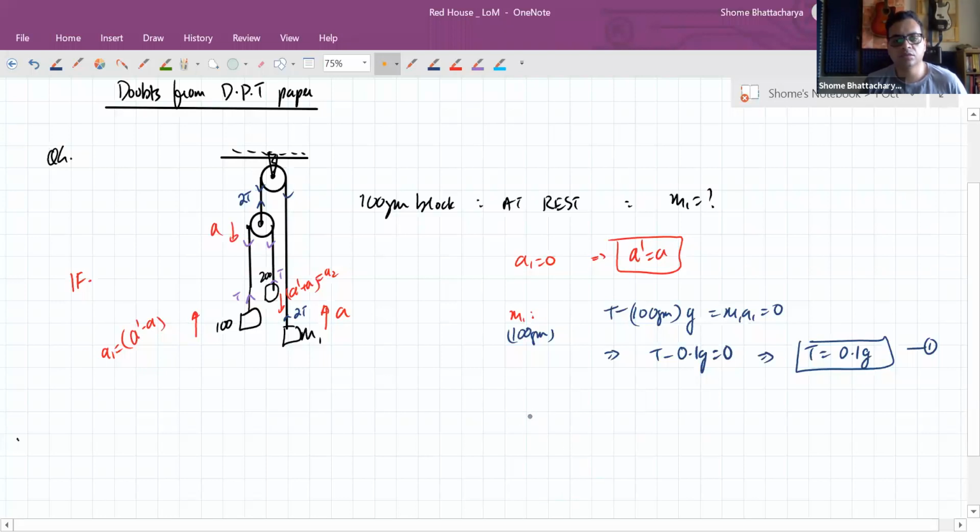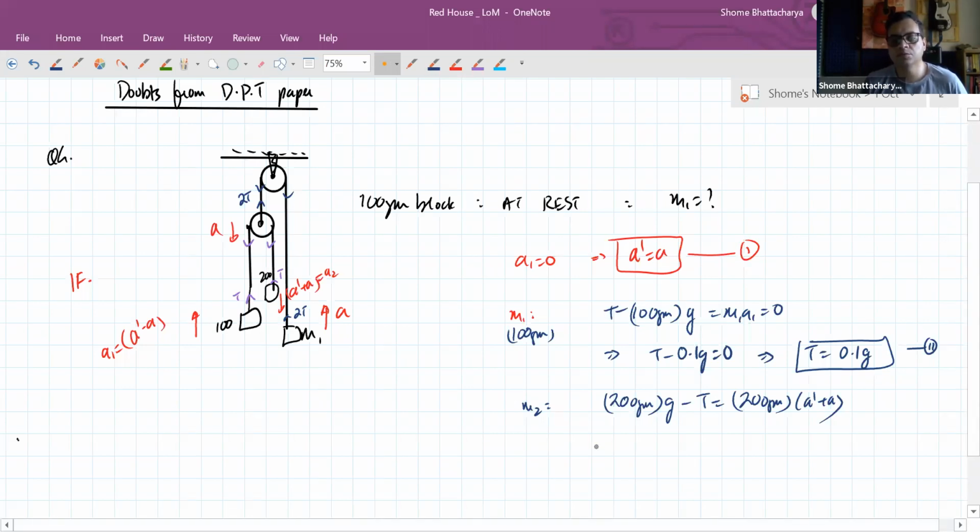Now for the second one, we're getting the condition that 200 grams into G minus T is equal to 200 grams into A prime plus A. Now see, already for this thing you had this condition. So technically, this was your equation 1. There is a conditional statement here, so that is becoming your equation 1. So this is your equation 2.